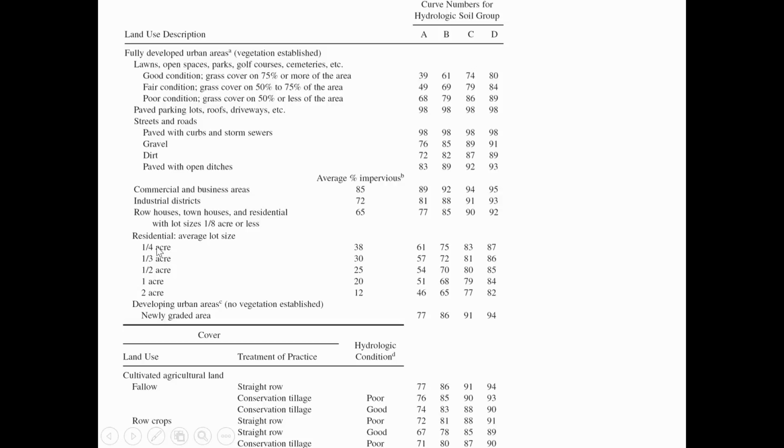let me ask you, why do you think for residential areas, here they have quarter acre lots and increasing lot size. And so if you live in a really fancy neighborhood where the lots are 2 acres in size, what they're saying is, let's say for group C soils, you'd have a curve number of 77 compared to a bigger curve number of 83 for small lots. And so what's the effect there? Why do you have different curve numbers depending on the lot size?